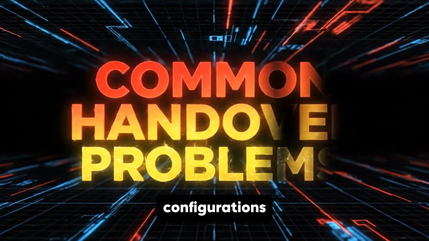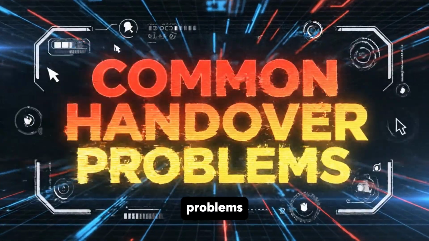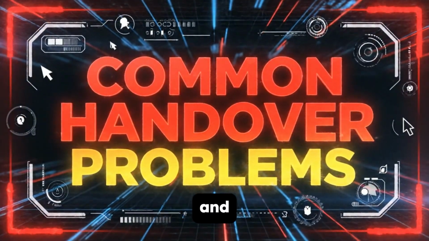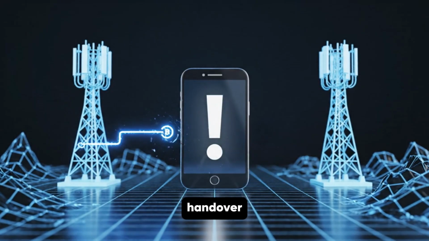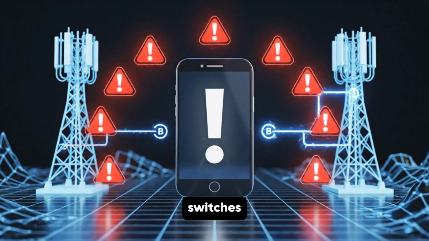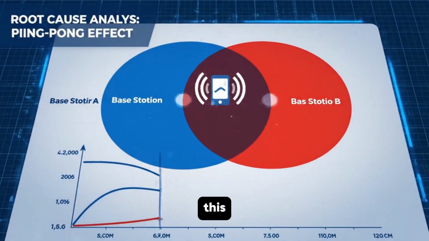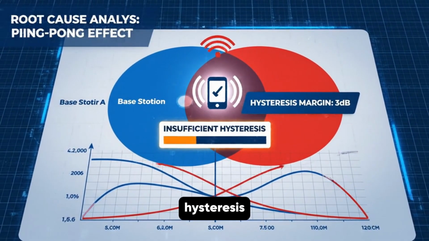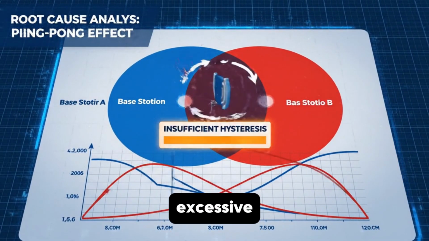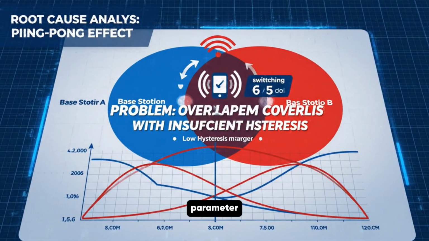Even with proper configuration, several common problems can affect handover performance and user experience. Ping-pong handover occurs when a phone switches repeatedly between cells, wasting resources and draining battery. This usually happens when hysteresis is too low or cells have excessive overlap without proper parameter tuning.